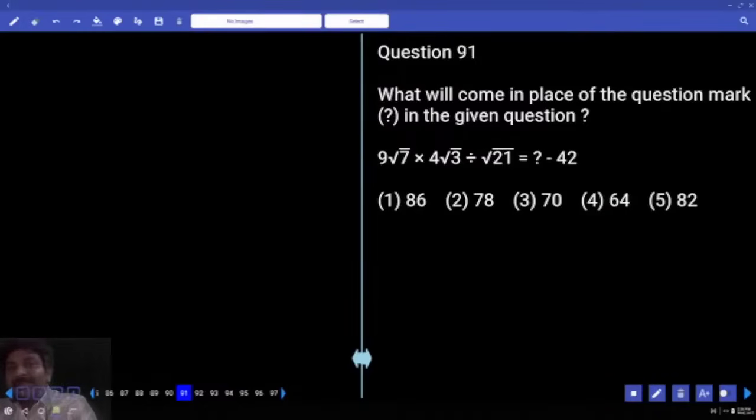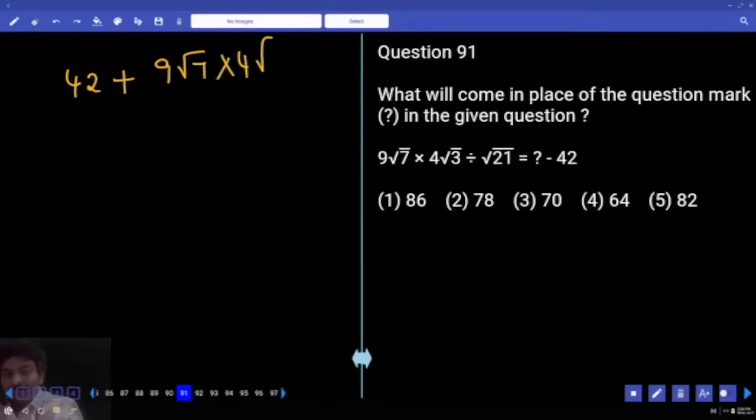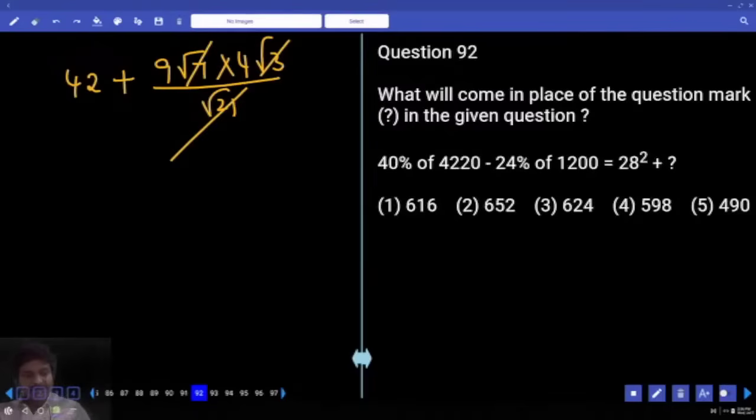Right hand side minus 42 comes to left hand side and becomes plus. Already we have 9 root 7, 4 root 3 divided by root 21. Root 7, root 3, root 21 cancel. 9 into 4, 36 added to 42. Second option.